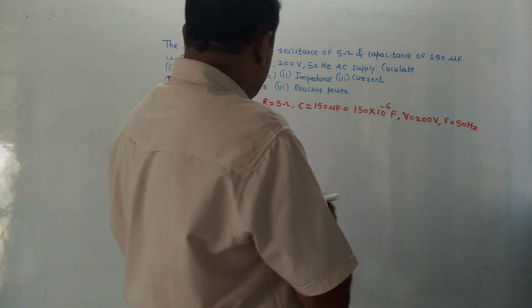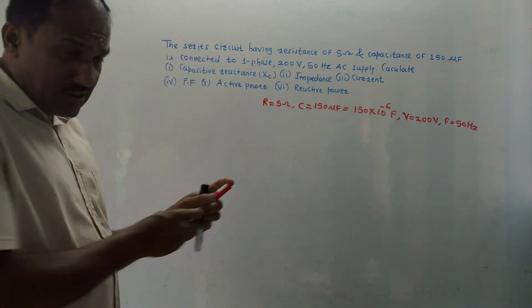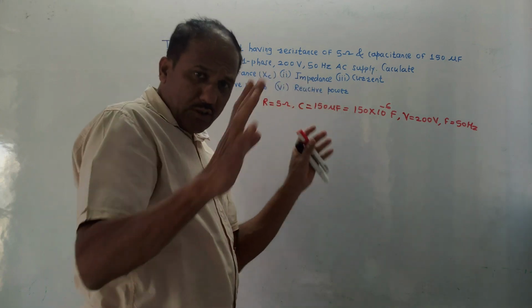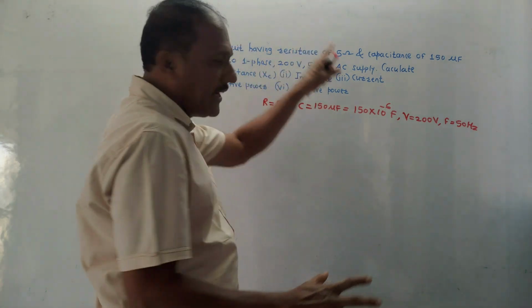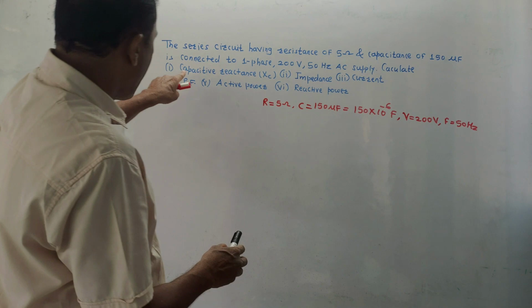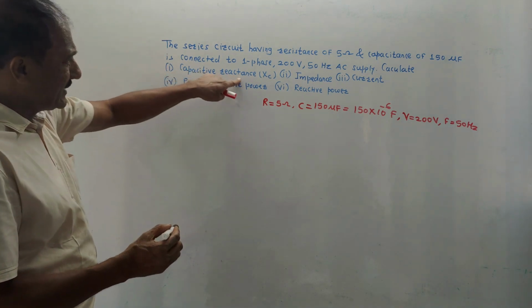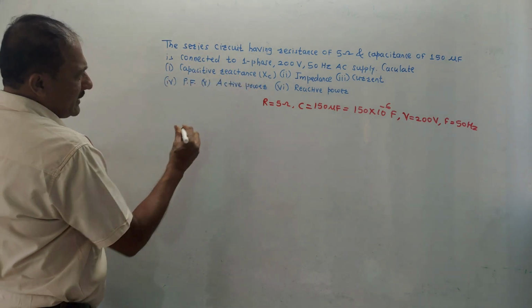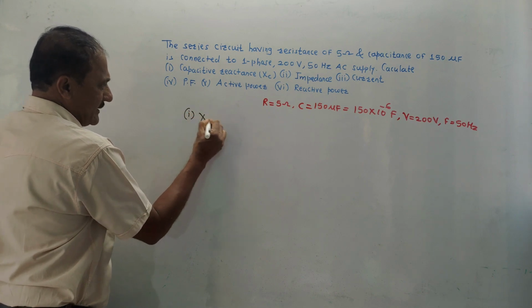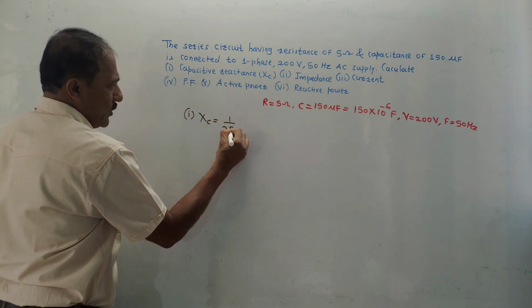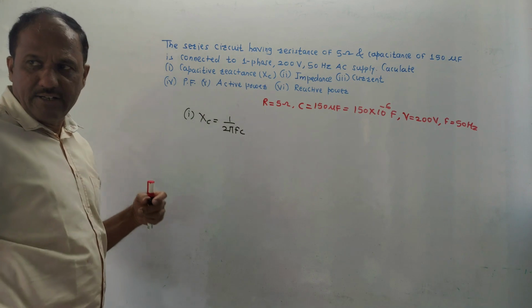Purposely I have selected this numerical. If you just solve this numerical, you will come to know how to solve any numerical related to RC circuit. So the first part is calculation of capacitive reactance XC. Do remember this formula. Capacitive reactance XC equals 1 by 2 pi FC. This is the standard formula.